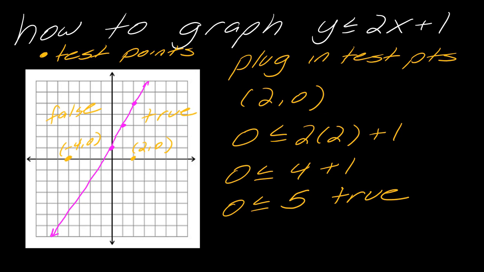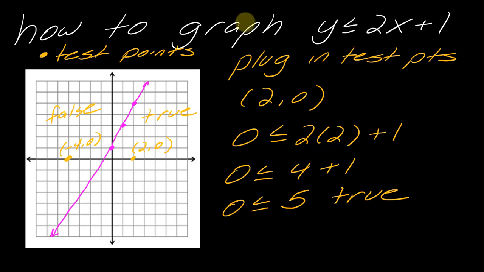Well, what this is getting at is that there are actually a whole bunch of points that can make this statement true. And so basically you choose a test point on each side of the line, and if you find that one point is true on that side, then any other points that are on this side of the line are going to make this inequality true. And any other points on this side of the line will make the inequality false.